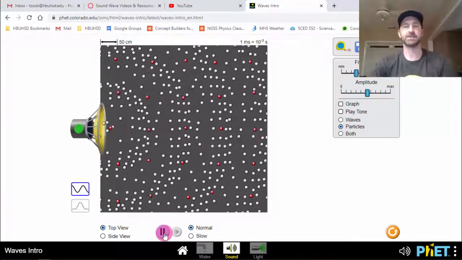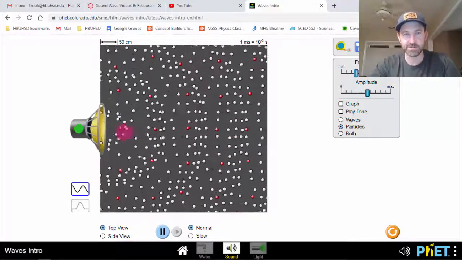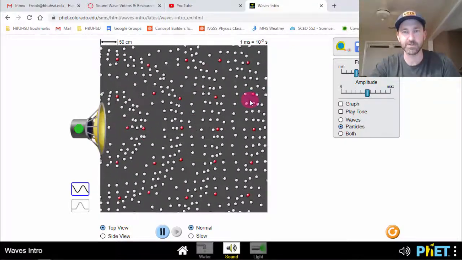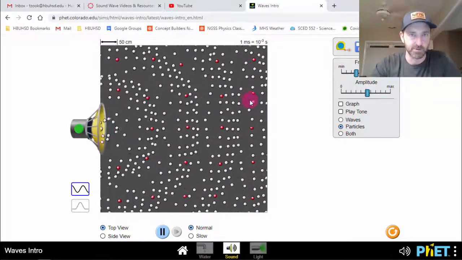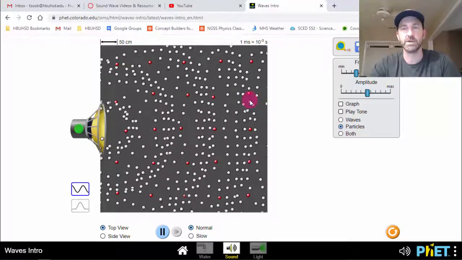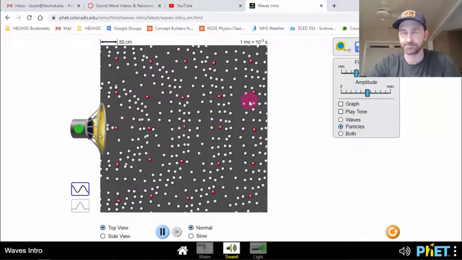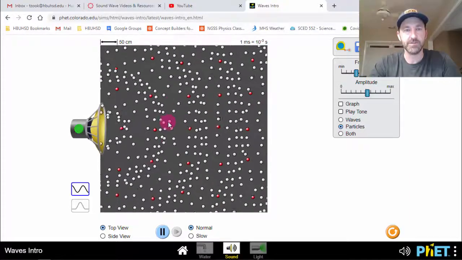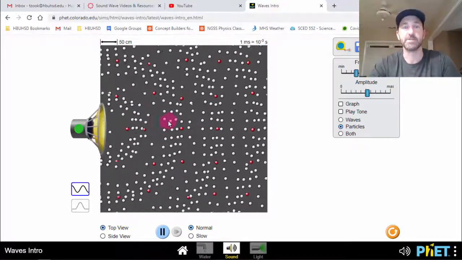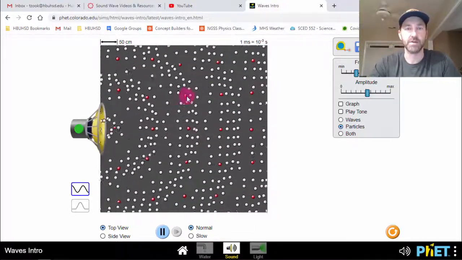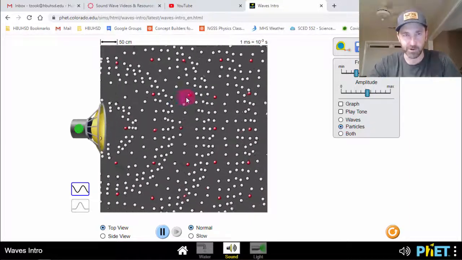You see these ripples passing out. They seem more intense close to the speaker and not so intense further out, which is the way it's supposed to be. Sound gets weaker the further away you get from a speaker. But this is a good visual representation of what's really happening with the air molecules. They're moving around, but they're going back to where they were.